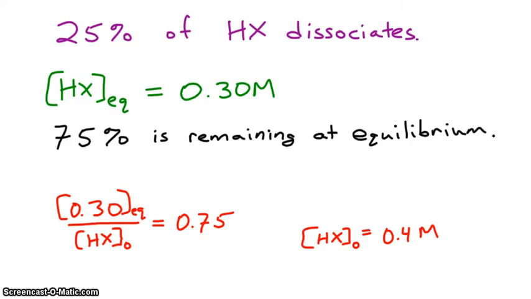So we're told 25% of HX dissociates. We know that the equilibrium concentration of HX is 0.30 molar. If 25% dissociated, 75% is remaining at equilibrium. Setting up an equation, part over whole: the part that remains at equilibrium is 0.30. The whole amount would be the initial amount of HX we started with, and that's equal to 0.75 or 75%. Solving for HX naught, meaning the initial concentration, the initial concentration of HX has to be 0.4.